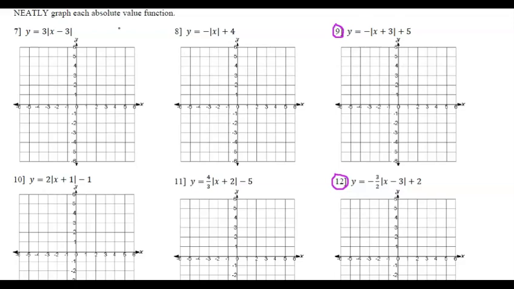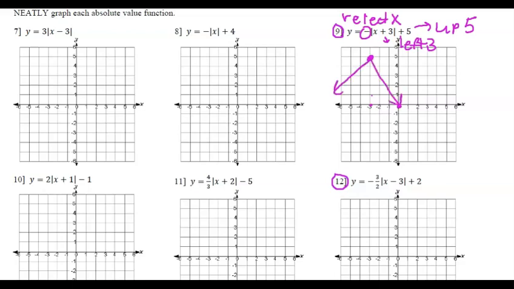Let's look at number 9. Neatly graph each absolute value function. So if we look at this negative right here, that means there's a reflection across the x-axis. The +3 means that it goes left 3. And then the +5 means it goes up 5. And this is all from the origin. So we'll count left 3, 1, 2, 3, up 5, 1, 2, 3, 4, 5. It's going to open downwards because it reflected across the x-axis.